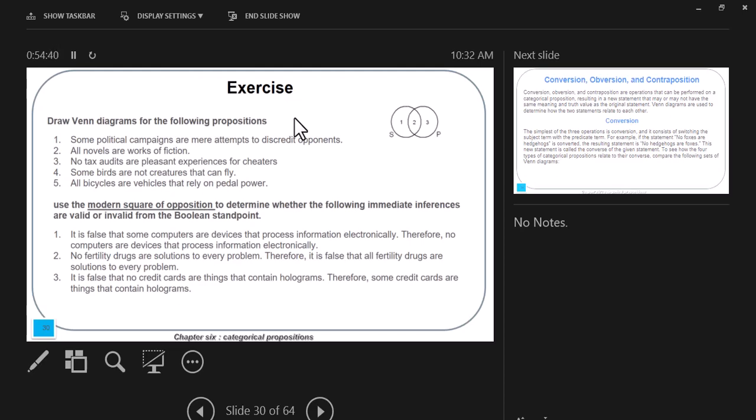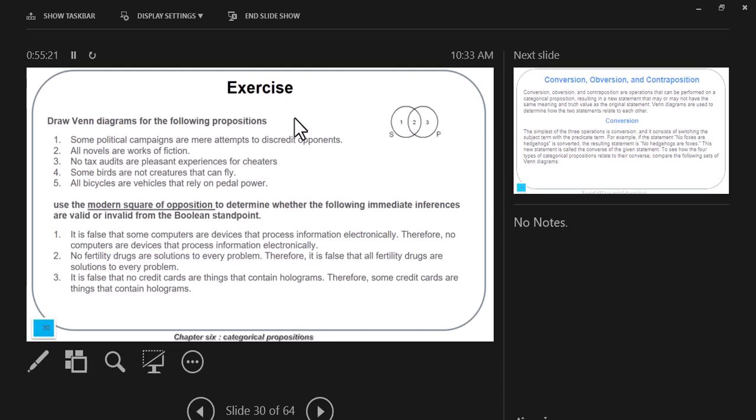Number 2: no fertility drugs are solutions to every problem. Which type is it? E type. It's false that all fertility drugs are solutions to every problem. Which type is it? A type. Relation? Horizontal. Invalid? No. Logically, it's what? Undetermined. Right, logically undetermined from the Boolean standpoint. Partially correct.